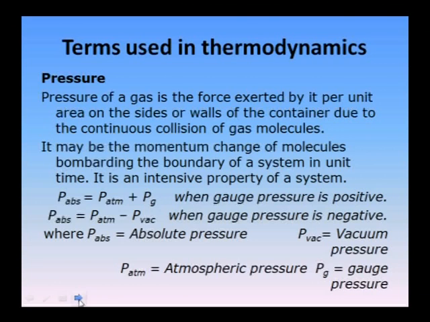So, now I am going to explain about the absolute pressure. If the gauge pressure is positive and above the atmospheric, the absolute pressure can be defined as the sum of atmospheric pressure plus gauge pressure. If the gauge pressure is negative, absolute pressure can be calculated by atmospheric pressure minus vacuum pressure. So, P ABS stands for absolute pressure, P VAC stands for vacuum pressure, P ATM stands for atmospheric pressure, Pg stands for gauge pressure.